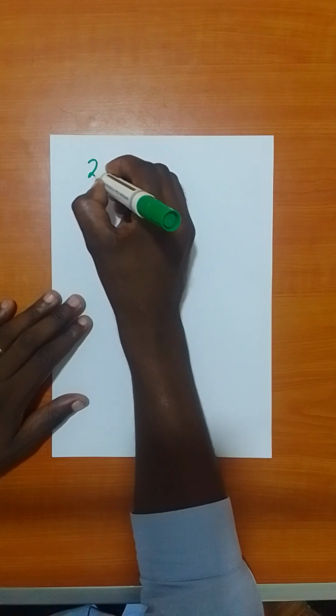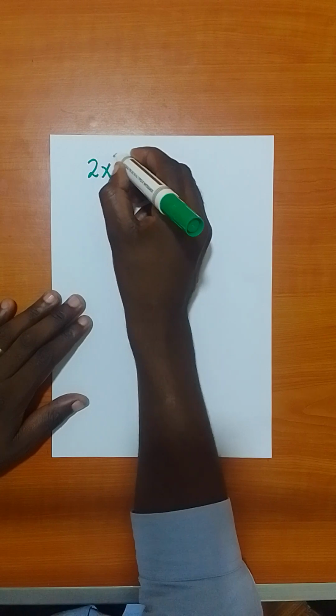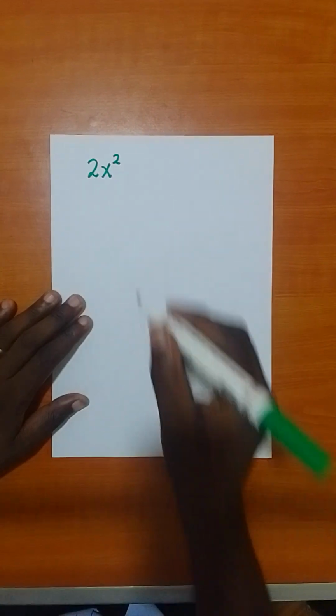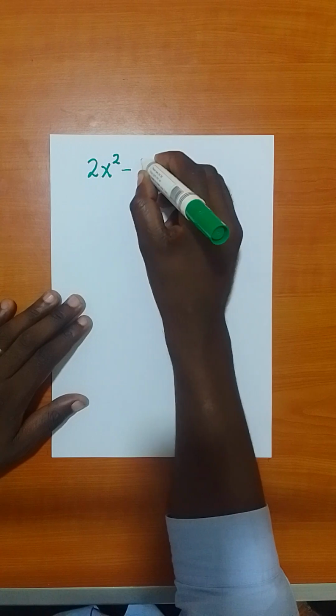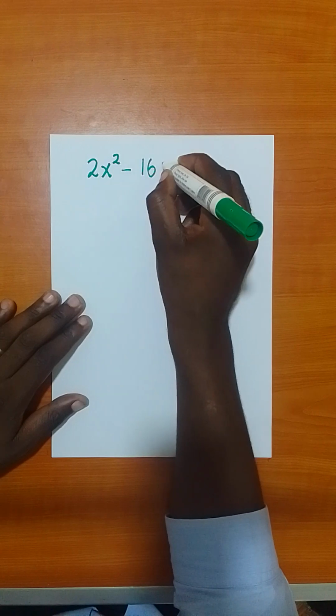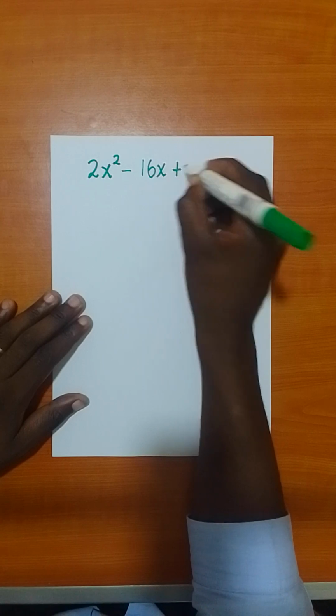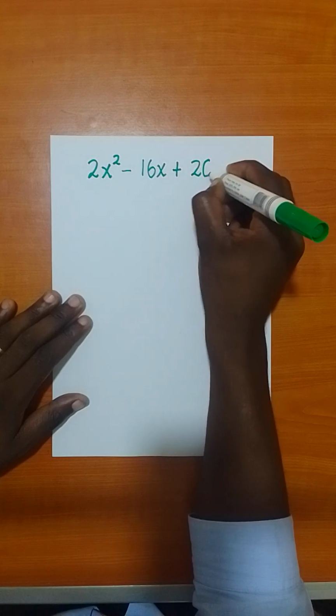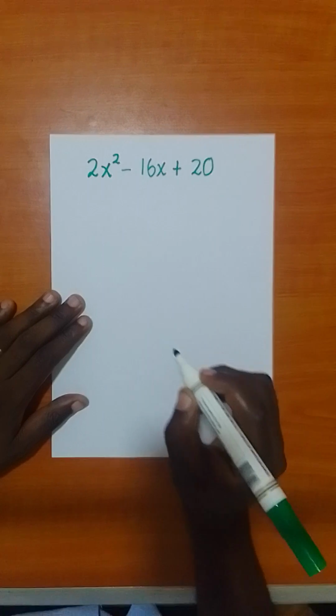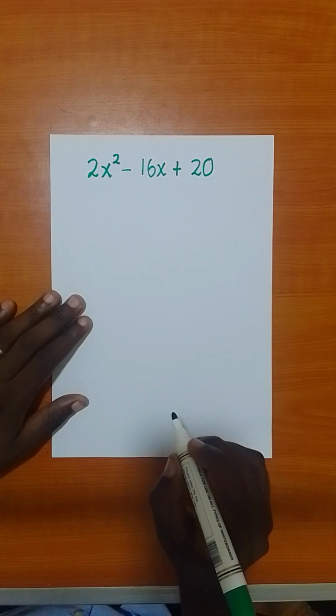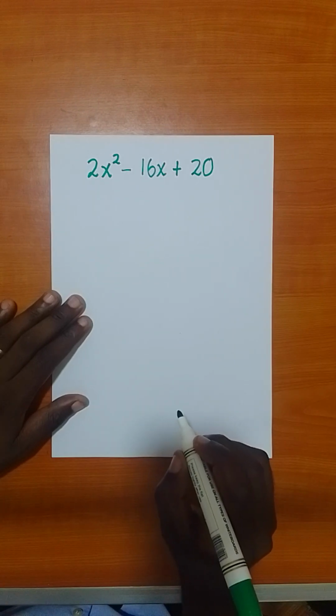Suppose you have 2x squared minus 16x plus 20. We have that function. The first thing that you need to do is to factor out a 2.